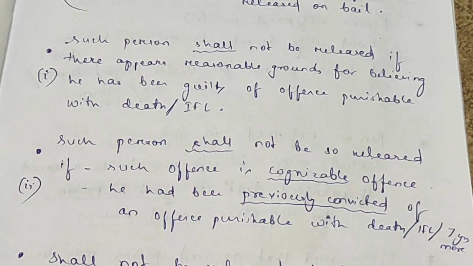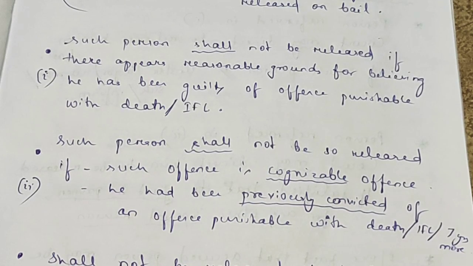Further it says, such person shall not be released if there appear reasonable grounds for believing that he has been guilty of an offence punishable with death or imprisonment for life. Here it is given "shall", so it is mandatory.